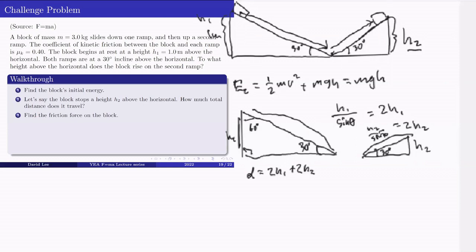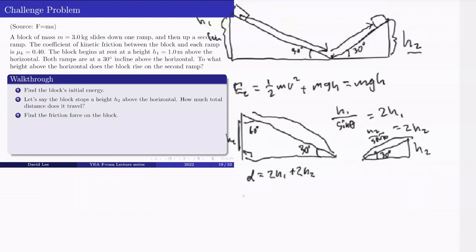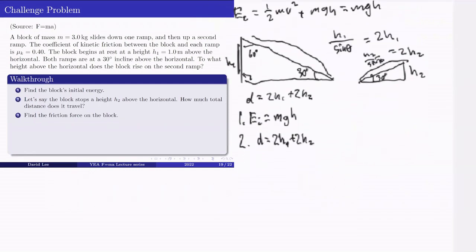Oh, it's been a few minutes. First of all, let me clear this up. So for number one, we got that the initial energy is mgh. And for number two, we got that the distance is 2h1 plus 2h2. Okay.